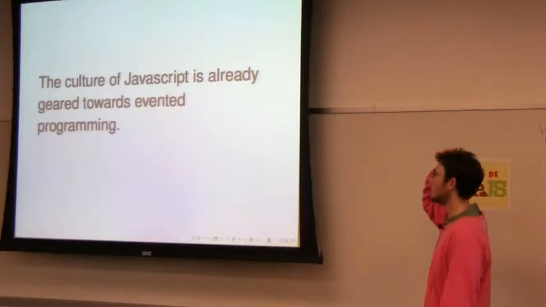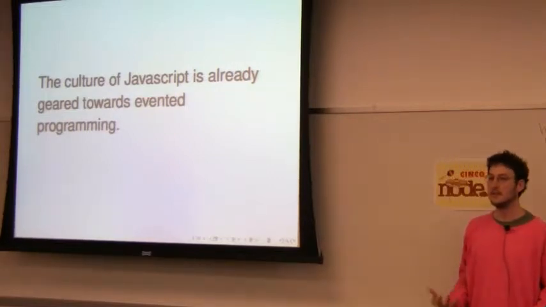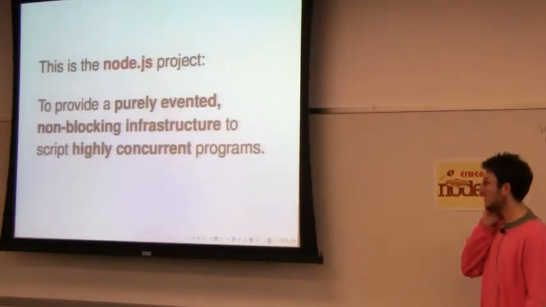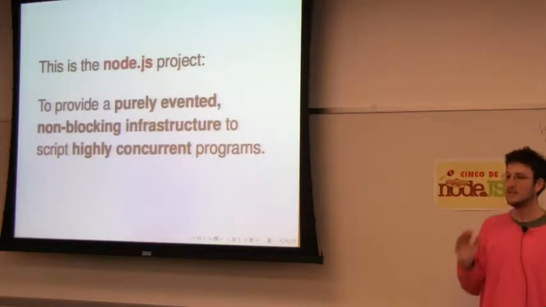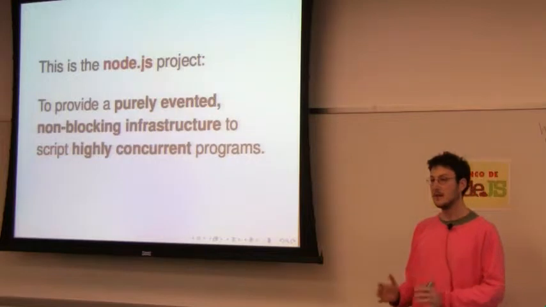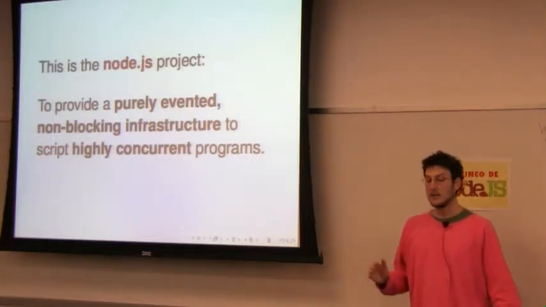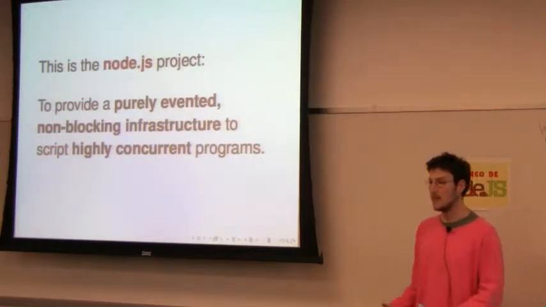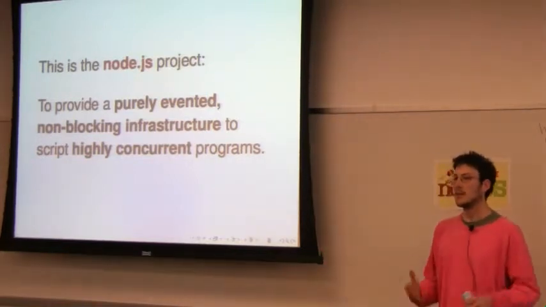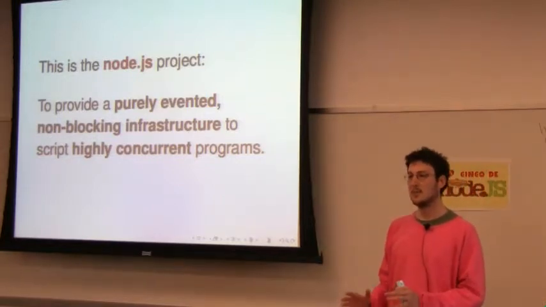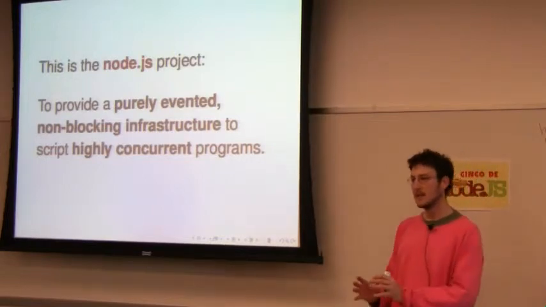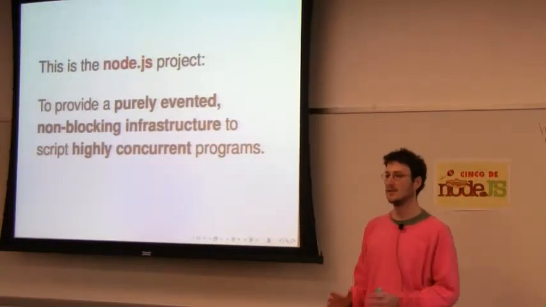So the culture of JavaScript is really already geared for evented programming. So the Node project, to end my long-winded philosophical section, is to provide this purely evented, non-blocking infrastructure to make these highly concurrent programs that are possible, but the users need to be put in a jail, right? They can't be trusted. You cannot give them blocking functions. They won't know what to do.